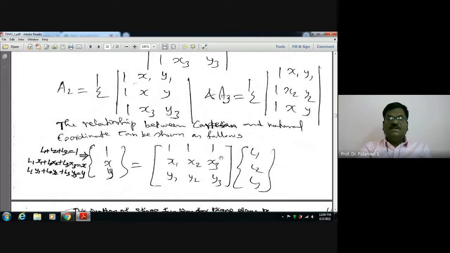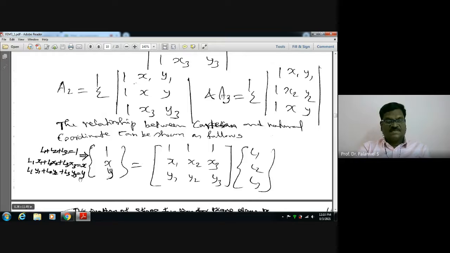So how do you get a relationship between the Cartesian coordinates and natural coordinates? It can be shown as follows. L1 plus L2 plus L3 is equal to 1. That I already told you. L1 into x1 plus L2 into x2 plus L3 into x3 is equal to x. Likewise, L1 into y1 plus L2 into y2 plus L3 into y3 is equal to y.